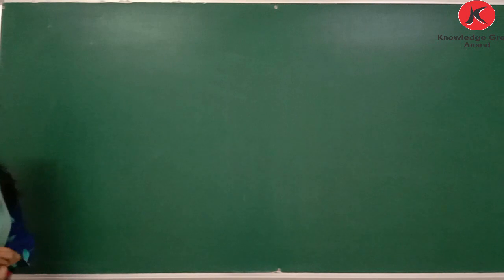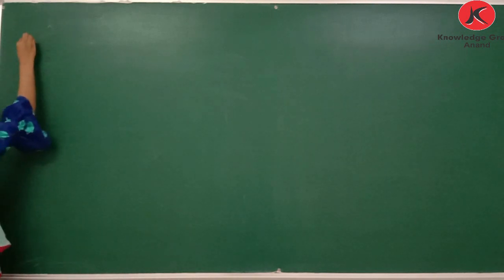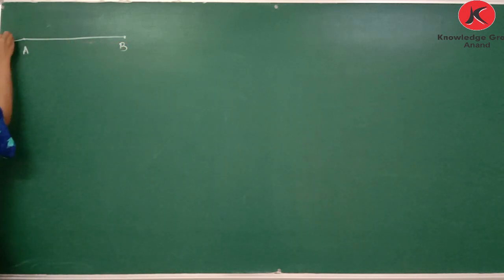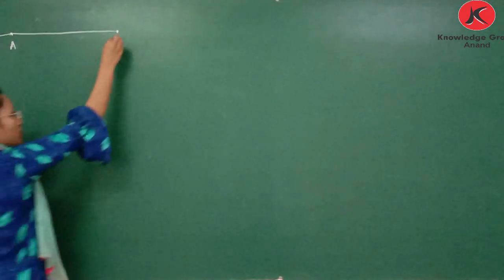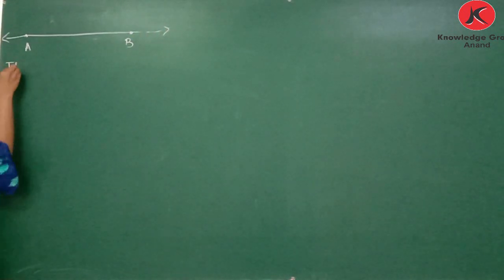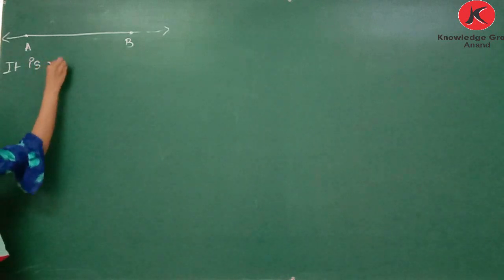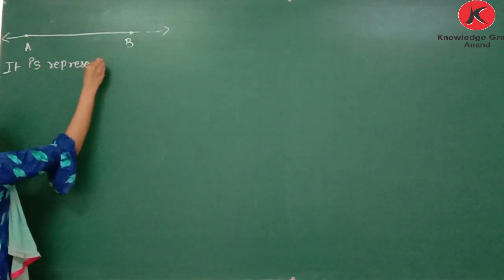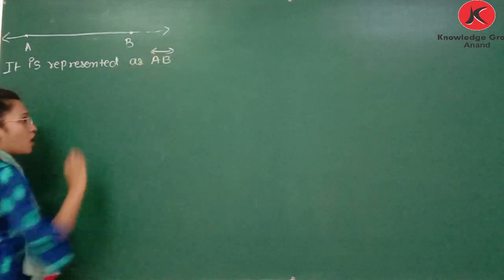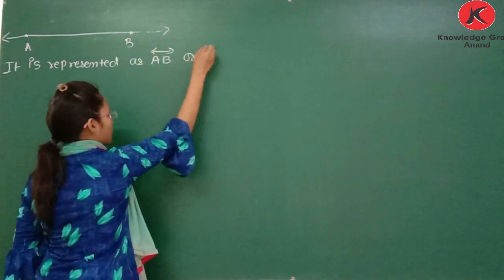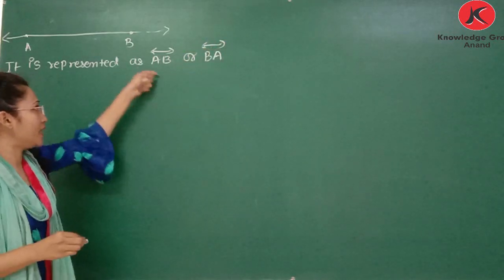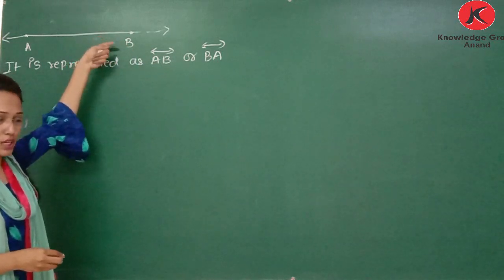So what is the line? If we extend the line segment beyond A in one direction and beyond B in the other direction, it represents a line. It is represented as line AB. This is the symbol of line AB, or you can say line BA. Okay, BA and AB are the names of the line.